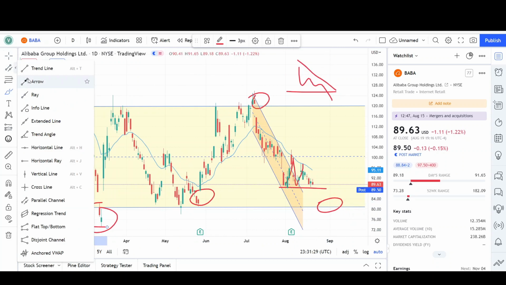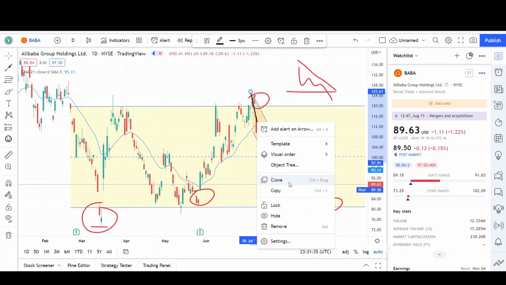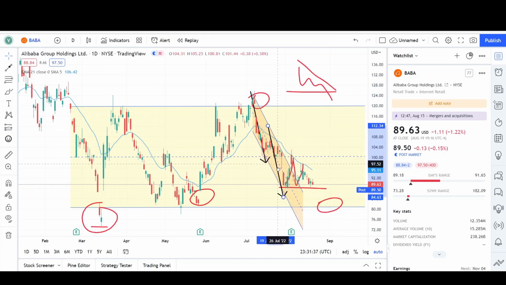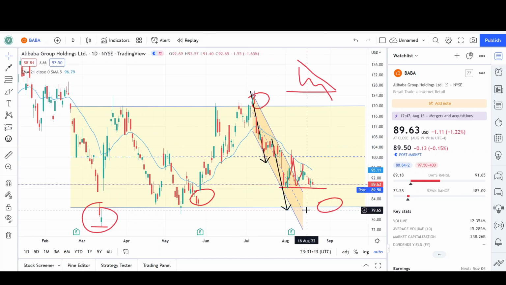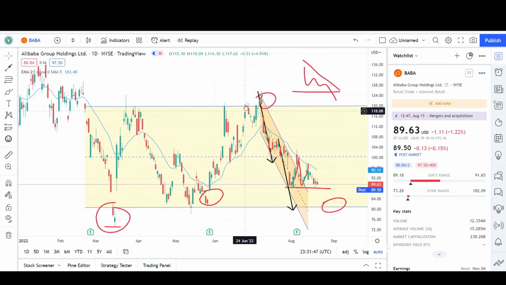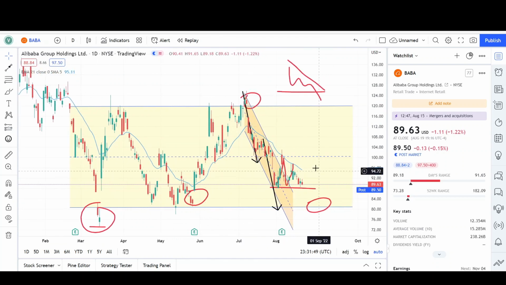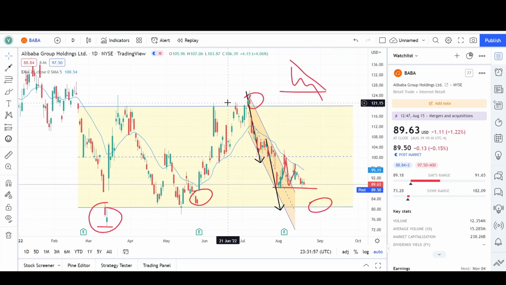The measured move target is also lower. Let's take a look at that right now. So this is the first leg down. Let's go and clone it. It's the same size. And if I drag this down, we're in the formation of the second leg. It's just taken a lot longer than the first one, and the target is at the 79.65 level. So everything is still pointing down in my eyes, and I would not be expecting this trend to reverse until this downtrend has played out. So that's everything I see in the daily chart. Let's go and wrap it up on the weekly chart.